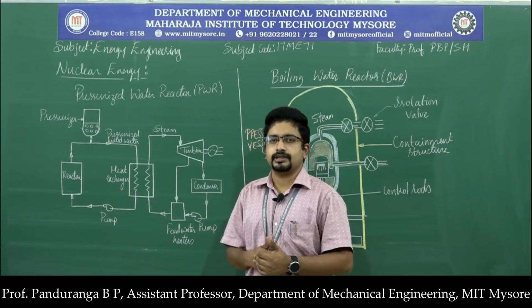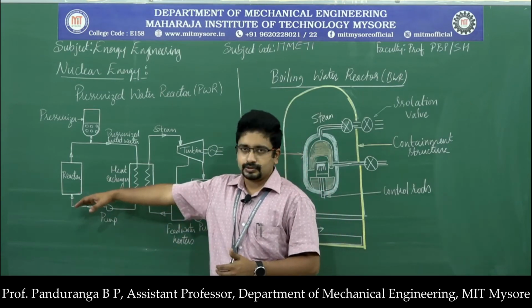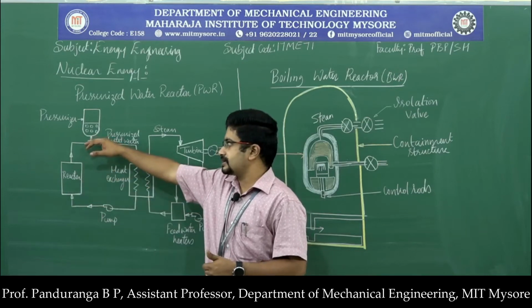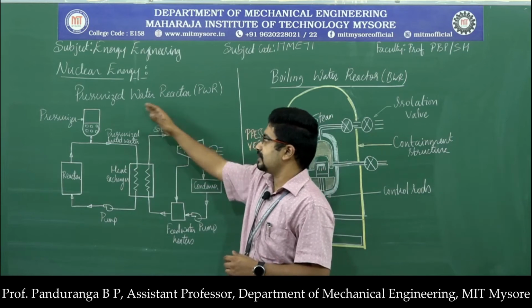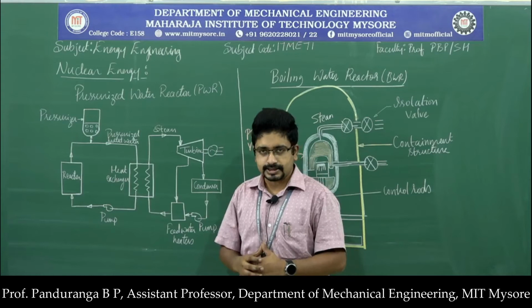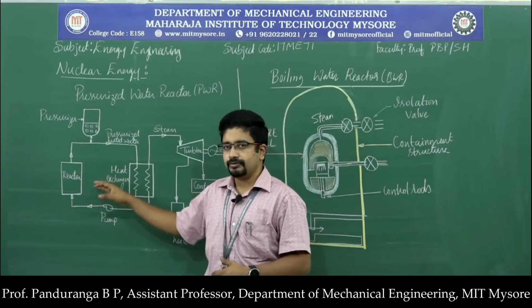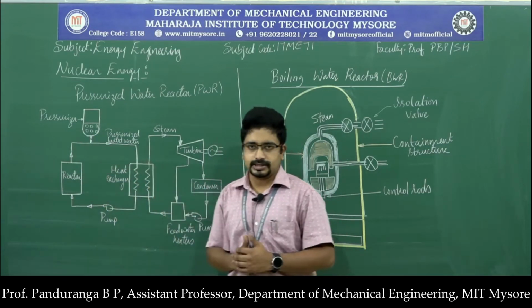So for that purpose there will be neutron emitters inside the reactor core. And then we have the pressurizer. As the name indicates, it's a pressurized water reactor, so we will keep the water pressurized in the primary loop. This is the primary loop, we will come to that later. For that purpose we have the pressurizer.